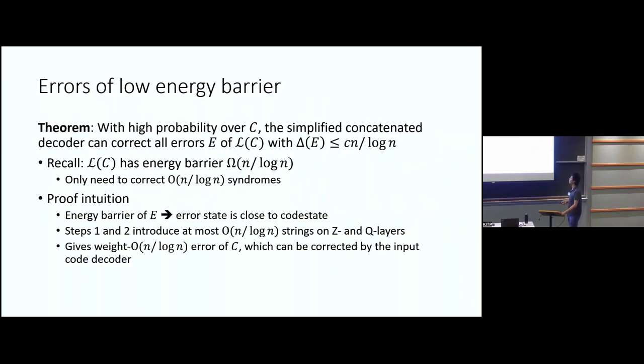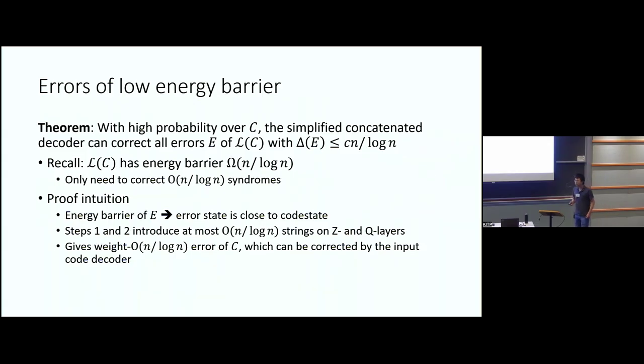Okay, so then what we can show is that for this particular decoder, with high probability over the input code C, because remember the input code was random, this simplified concatenated decoder can correct all errors with low energy barrier. So the energy barrier should be less than n over log n. That was also the energy barrier of the code itself. So for any error that has energy barrier of this size or less, it can actually correct it.